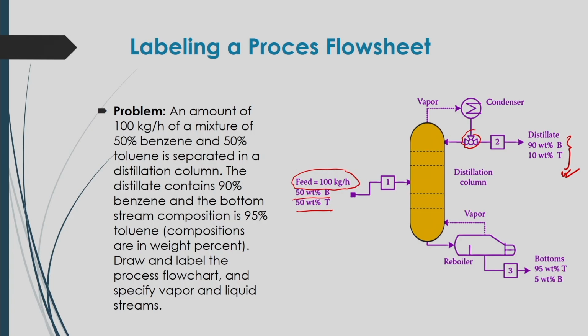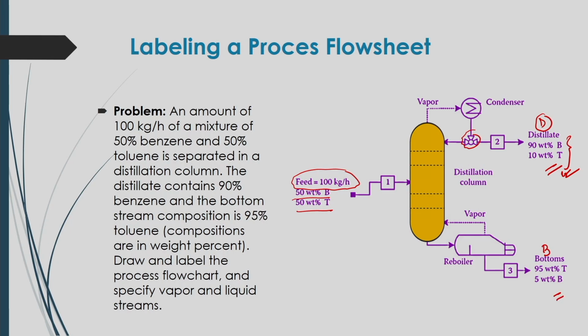Here, what will be the bottom amount, what will be the distillate amount, that is not known to you. You have to define some symbols for this distillate, like D, and for the bottom product maybe you can represent it as capital B. So, out of this distillate there will be certain fractions of benzene and toluene, and out of these bottoms there will be certain fractions of toluene and benzene.